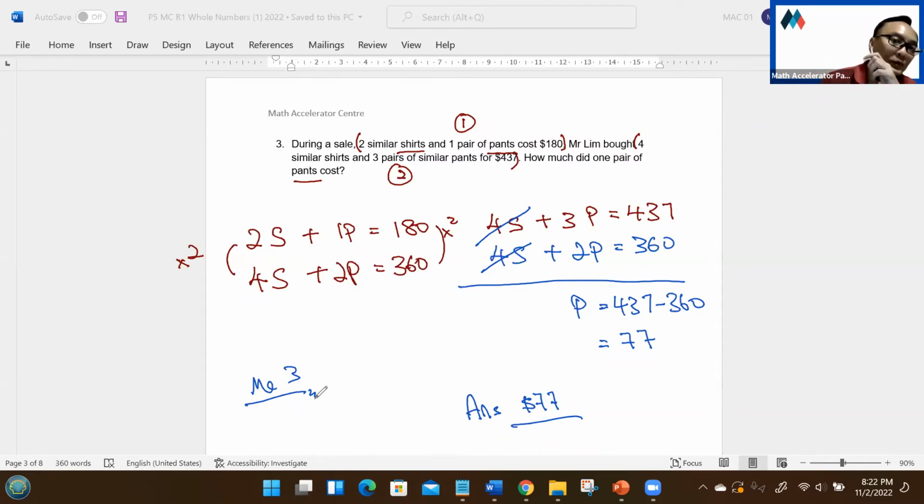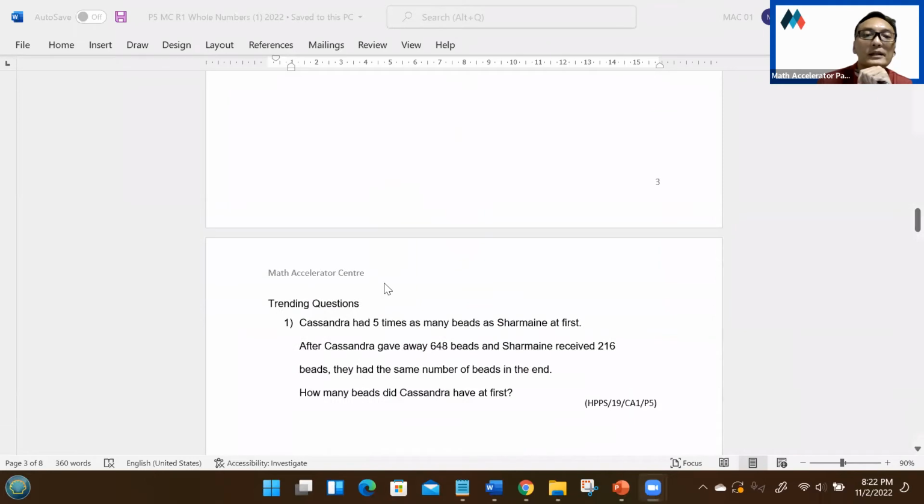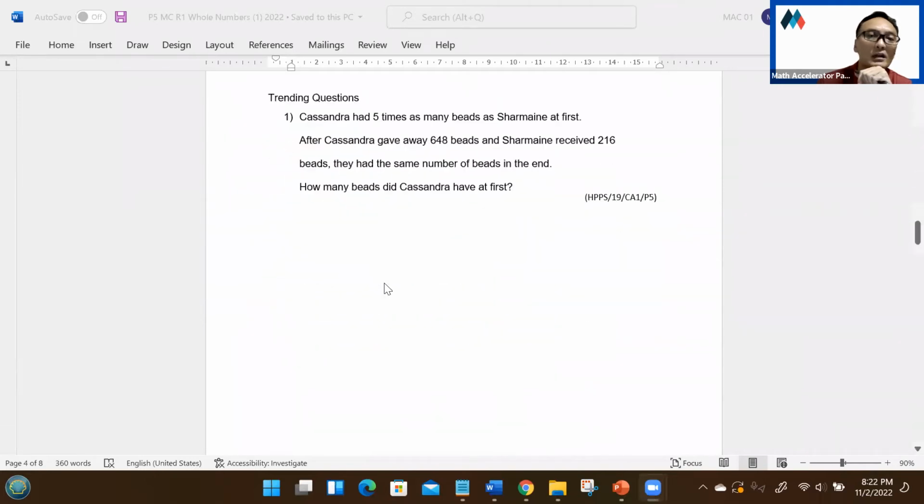Okay, so let's move on to the next segment. In the next segment, we'll be solving some trending questions, right? As I mentioned, some trending questions that are extracted from past year's CA1. This question I extracted from Henry Park Primary School in 2019, and this is a CA1 paper for Primary 5. So let me read the question.